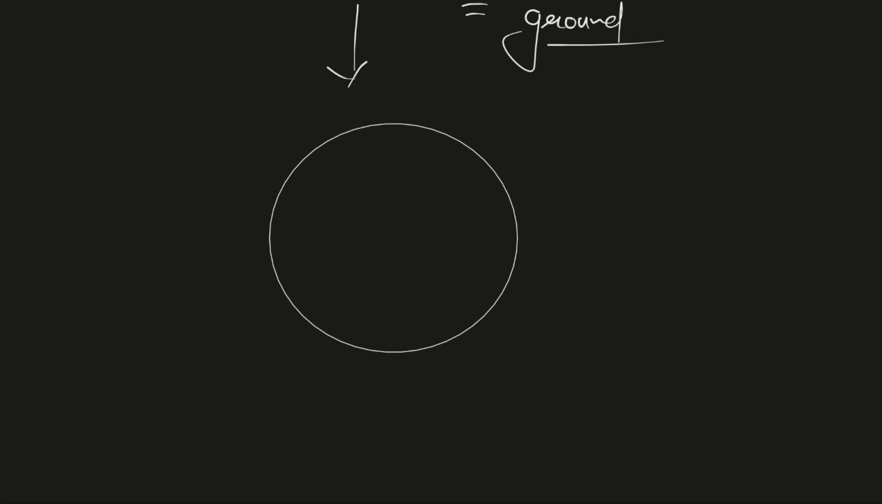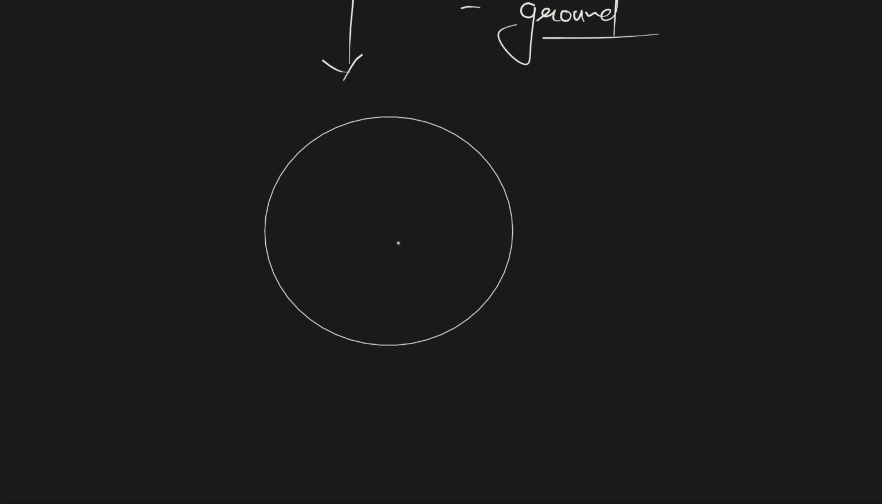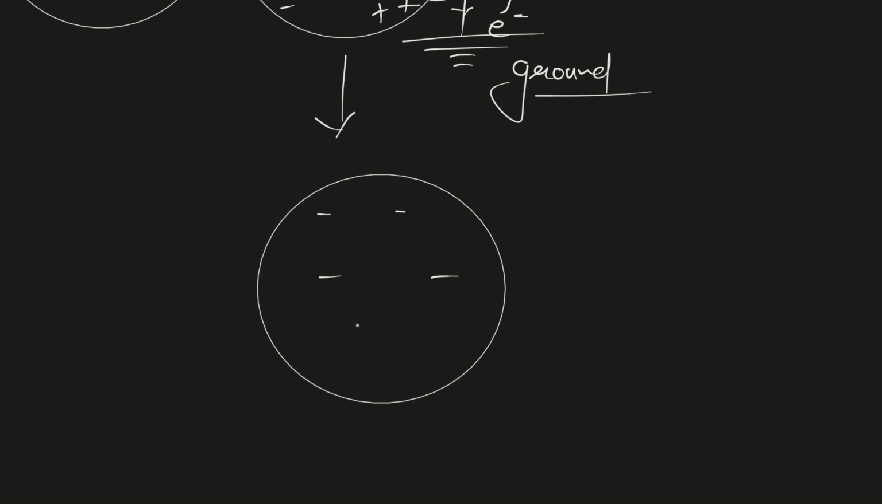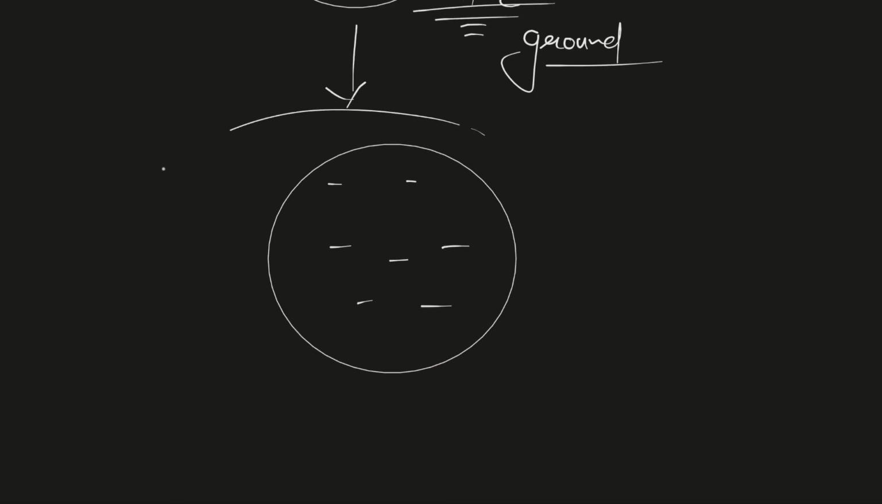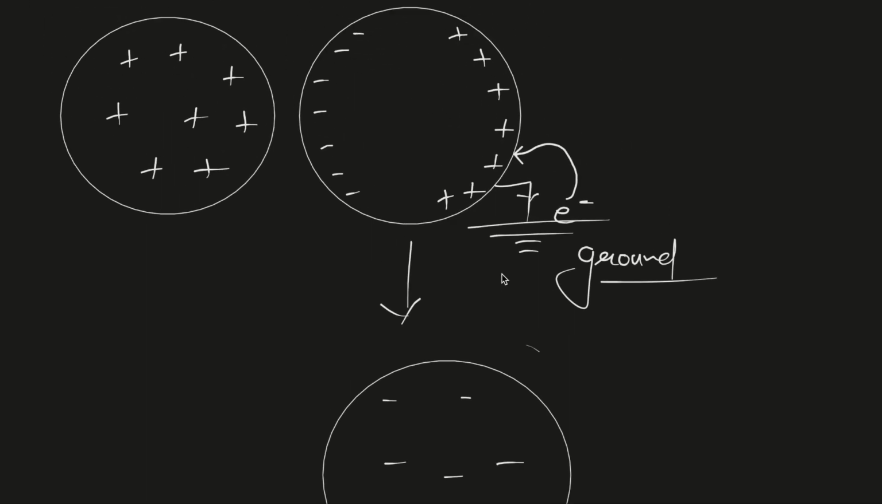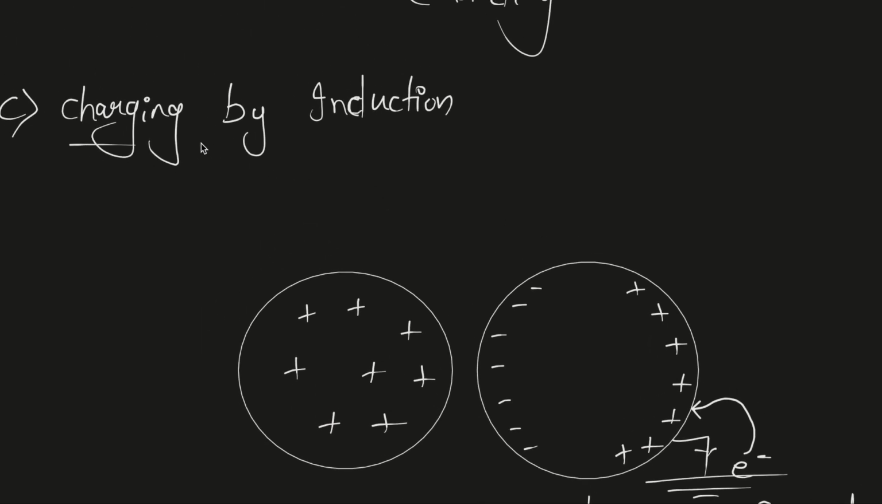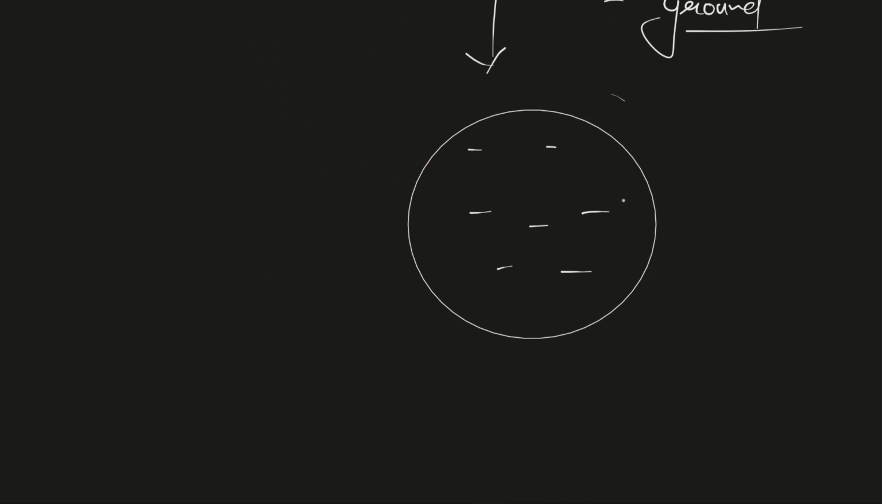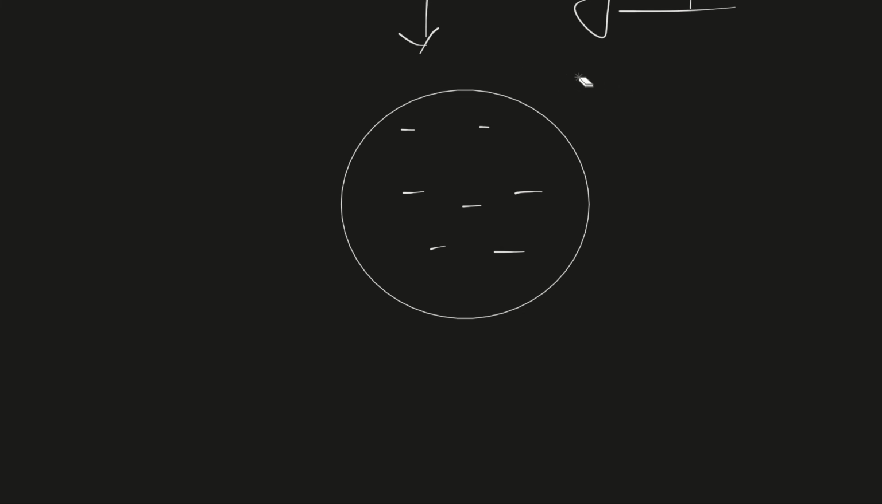So it has only negative charge within it. I think we have drawn 7 negative charges, and this body acquired the negative charge. This is the other method, charging by induction. We have charged a body by the induction process, and we never touch a second body with it. This is charging of a body by induction. Okay, thank you.